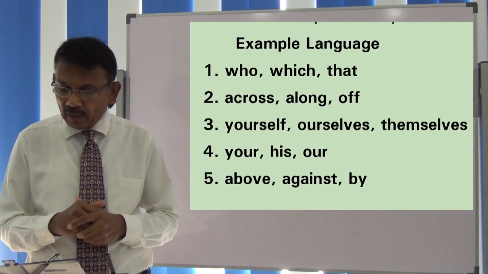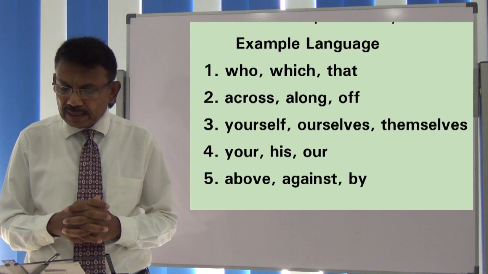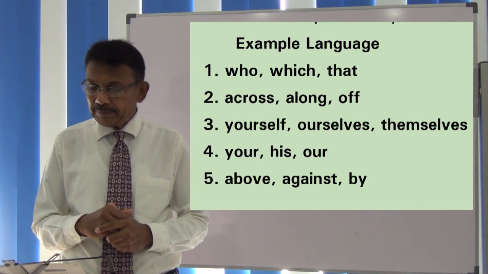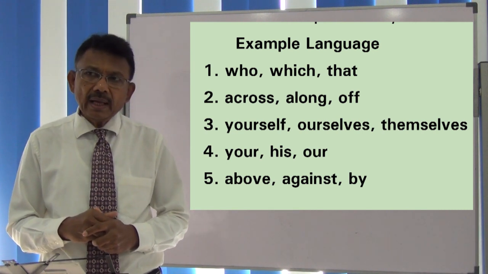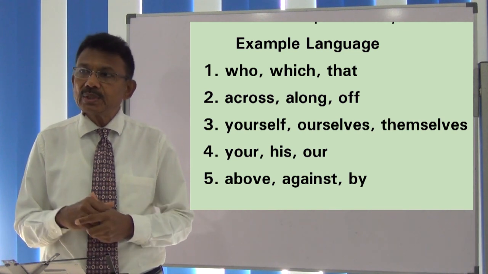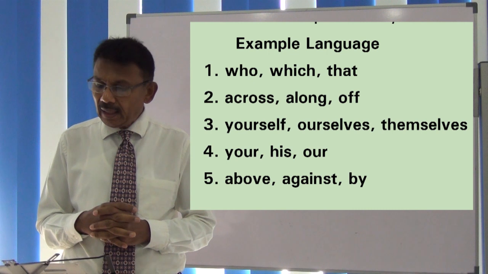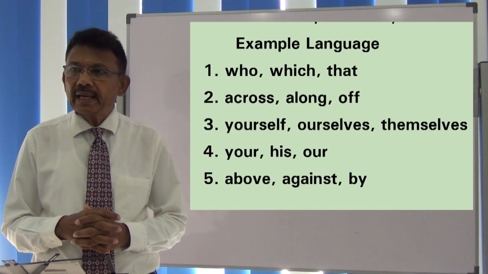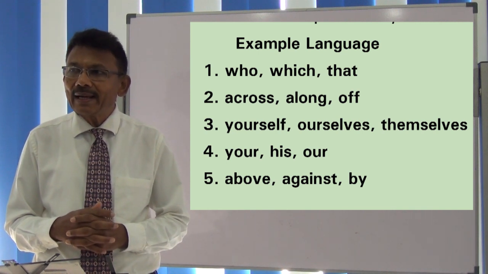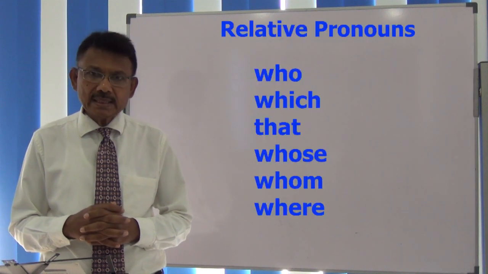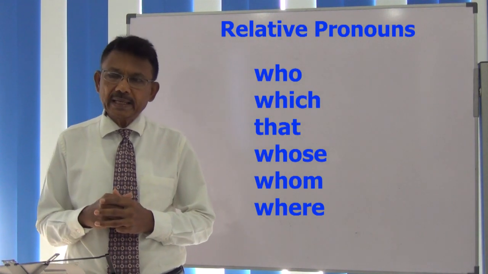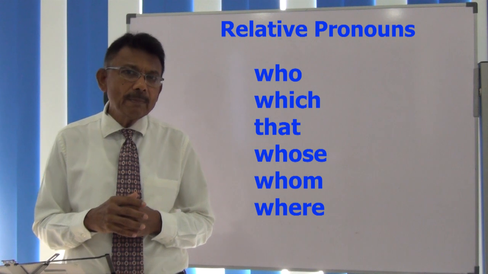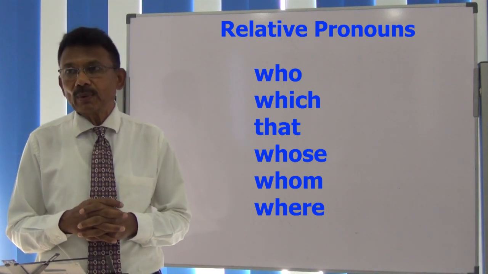Let's have a look at the example language. On your left hand side column, you can see 5 examples. One is who, which, that. Everybody knows, as soon as you see these words, what grammatical items these are. They are relative pronouns. Yes, there are a number of relative pronouns in English: who, which, that, whose, whom.